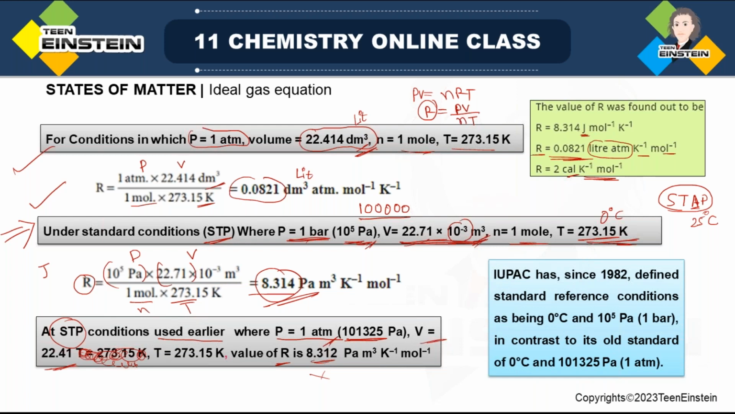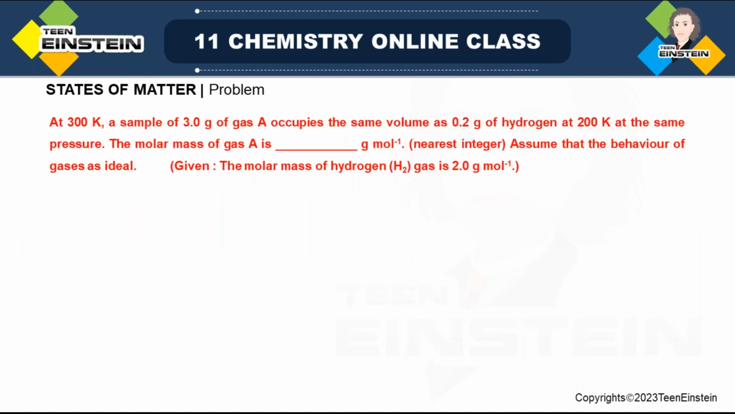Though the older one is what we follow, IUPAC since 1982 defined standard reference conditions as 0 degree centigrade or 273.15 Kelvin, with the pressure value mentioned here, in contrast to its old standard of 0 degree centigrade and the older pressure. Okay, so don't follow that, you have to follow this one. So this is all about the R value.